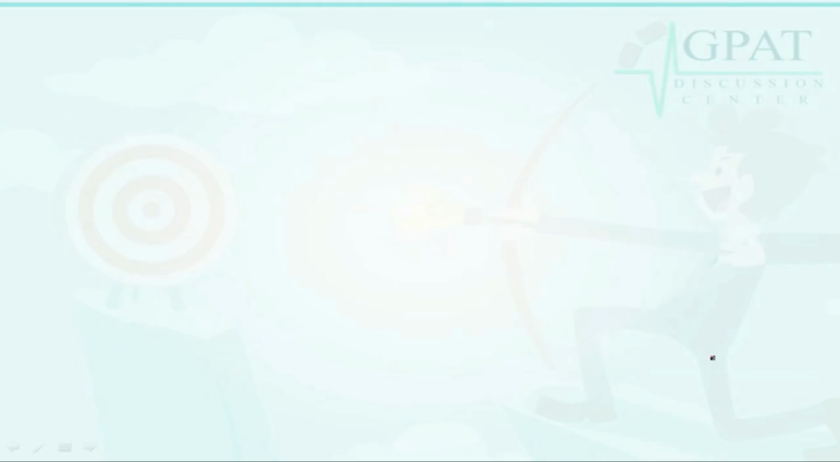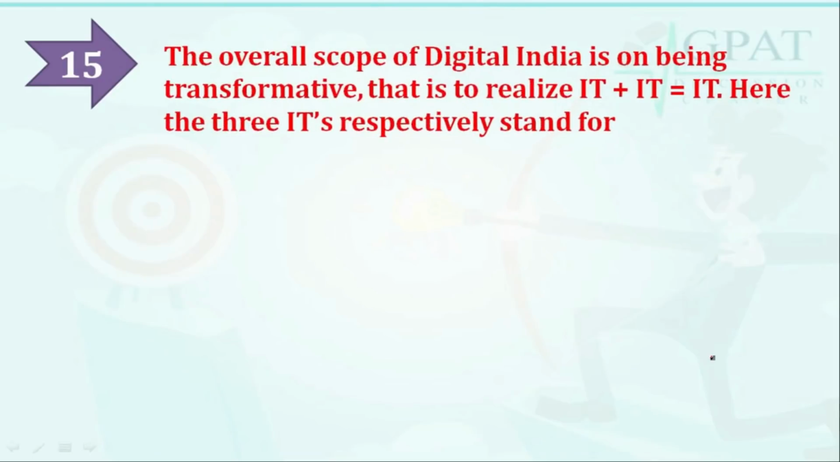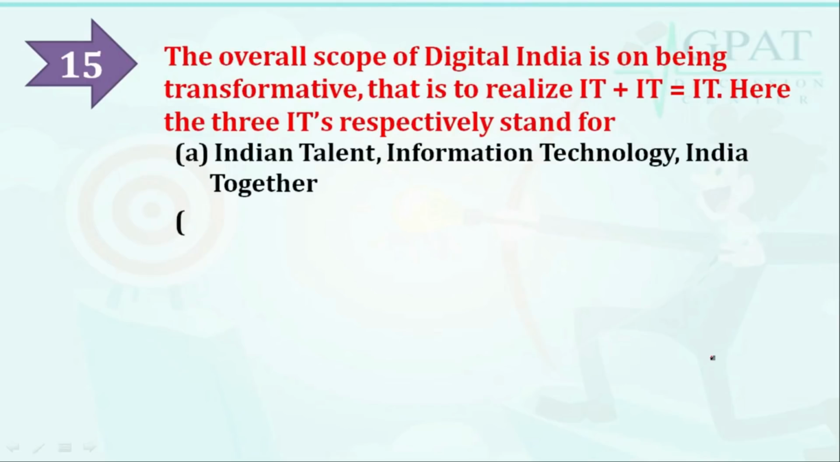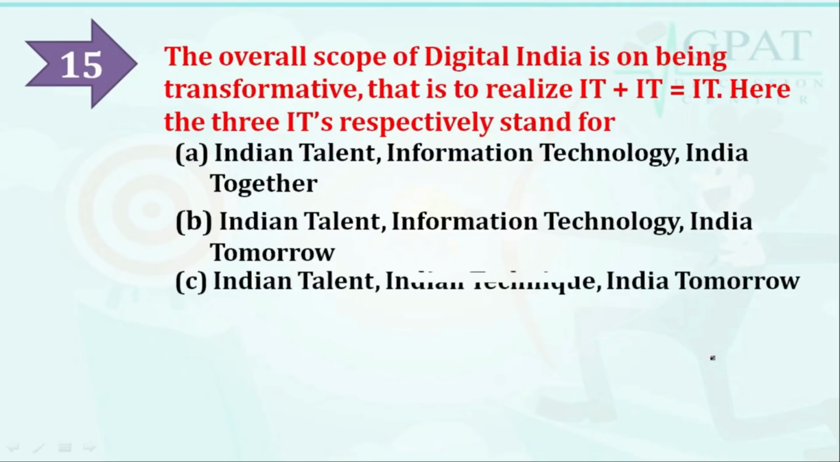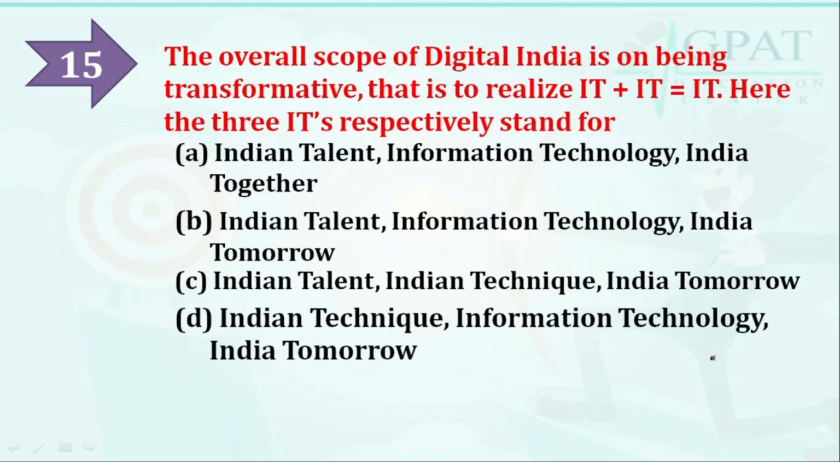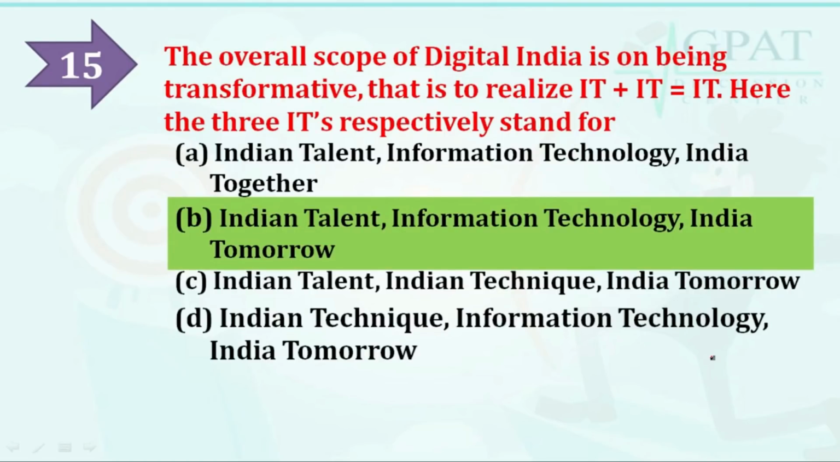So moving on to the next question, or last question of this video, that the overall scope of Digital India is on being transformative, that is to realize IT plus IT is equal to IT. Here the three ITs respectively stand for option A, Indian Talent, Information Technology, India Together. Option B, Indian Talent, Information Technology, India Tomorrow. Option C, Indian Talent, Indian Technique, India Tomorrow. Option D, Indian Technique, Information Technology, and India Tomorrow. So which will be the correct answer? So the correct answer is, the three ITs denote Indian Talent, Information Technology, India Tomorrow. So it's all about this question.